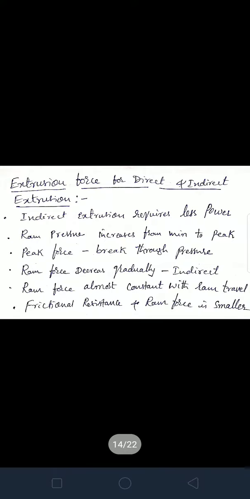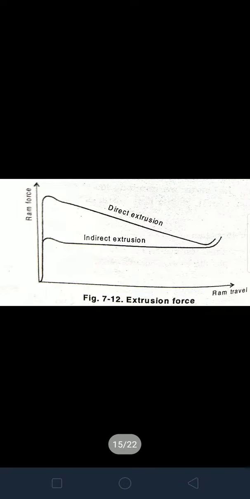The figure shows the ram force against the ram travel for direct and indirect extrusion. The ram pressure at the beginning of the stroke rises to a peak, which is due to the initial compression of the billet so as to fill the container. The curve peak also indicates the initial resistance to start the extrusion process. The ram pressure corresponding to peak force is termed the breakthrough pressure, or peak force divided by the cross section area of the billet.